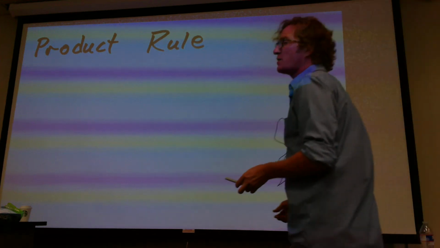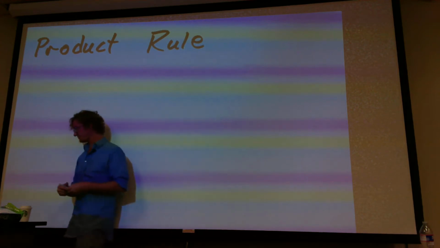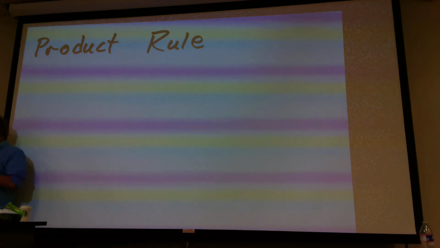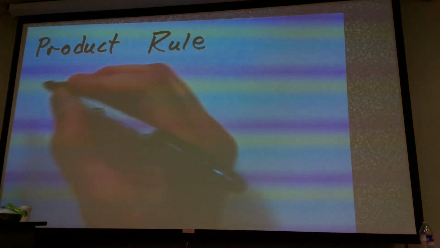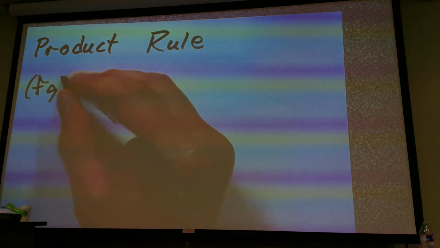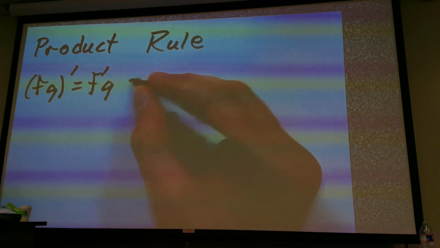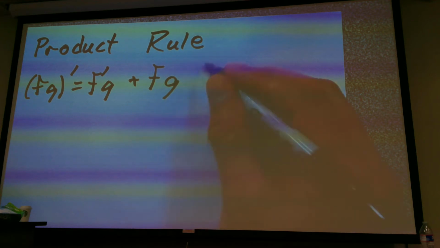Okay. So now we're going to go over the product rule and the quotient rule. Okay. So the product rule. So if you had f times g, the derivative, this would be f prime g plus f and then g prime.